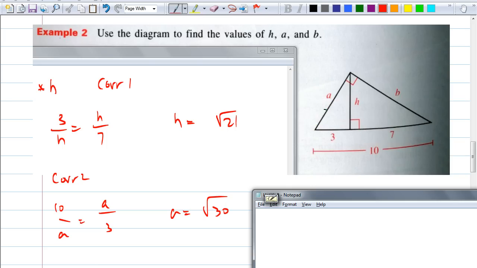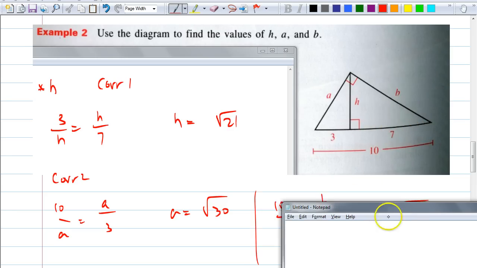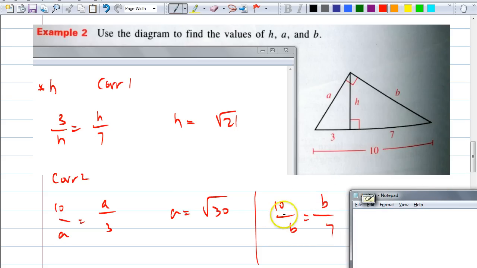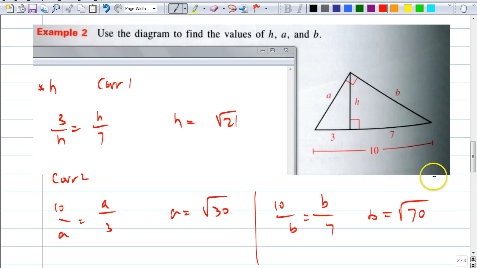Now to get B, we do the same thing. B is the geometric mean between what? 10 and 7, because isn't 7 the segment of the hypotenuse that's adjacent to B? So you set it up this way: 10 over B is equal to B over 7. What do you get as your answer? Square root of 70.